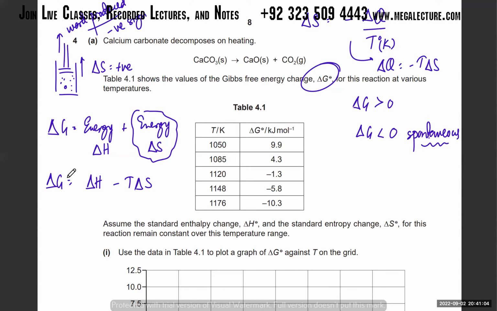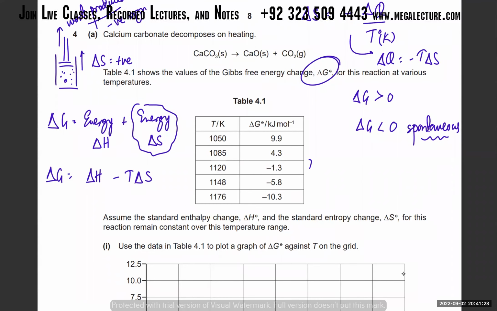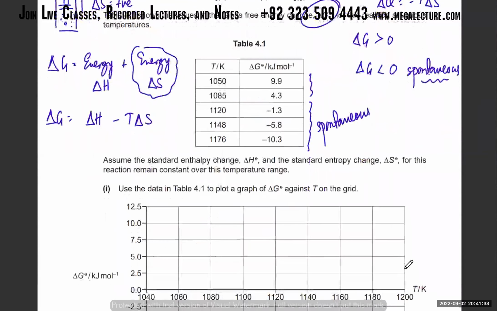It needs some energy to enter the system, and unless that energy is added to the system, it's not going to work. So delta G greater than zero is kind of endothermic. Delta G less than zero is kind of exothermic, and that means it's going to be spontaneous, right? So this particular reaction is spontaneous over here. Is that clear? Yes, sir. And over here, it's not feasible. It's not spontaneous. It's not going to happen under these conditions.